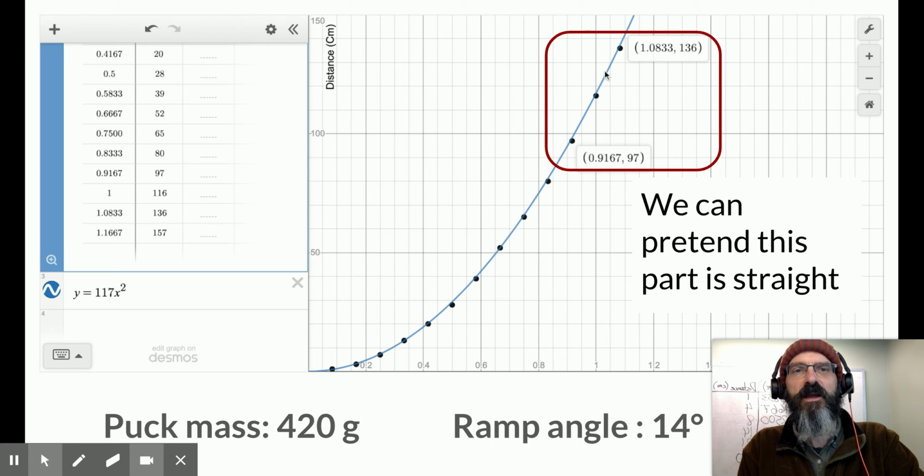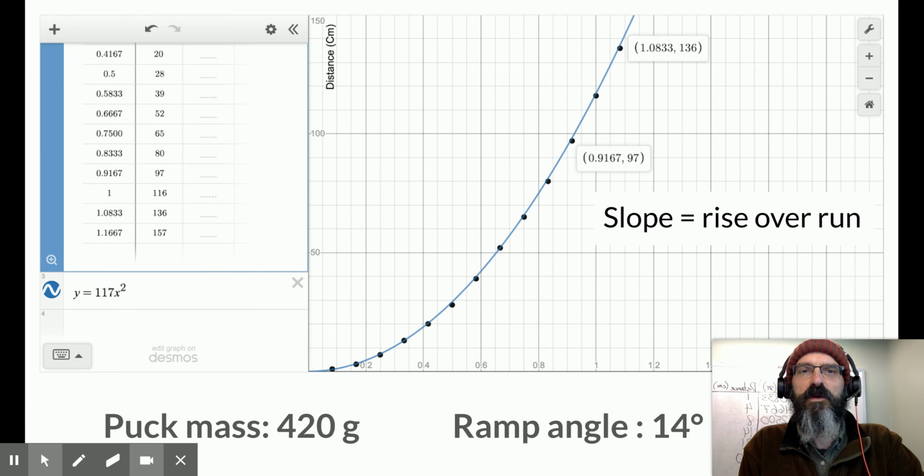We can kind of pretend it looks pretty straight, like if this is all we were looking at, we might think this was a graph of a straight line. So we're going to figure out what a straight line would look like through the 2 points on either side of 1 second.